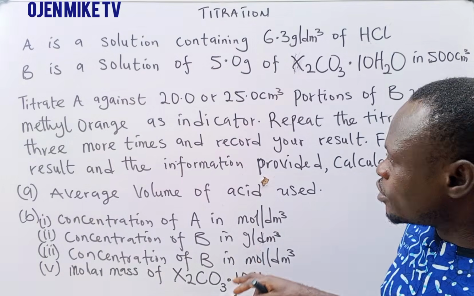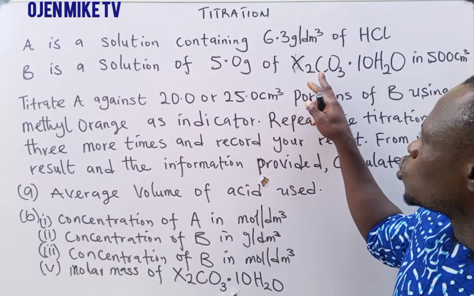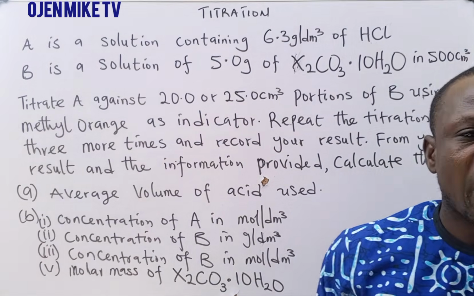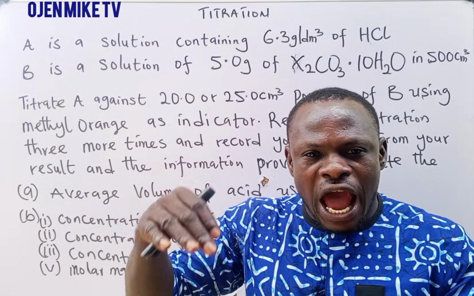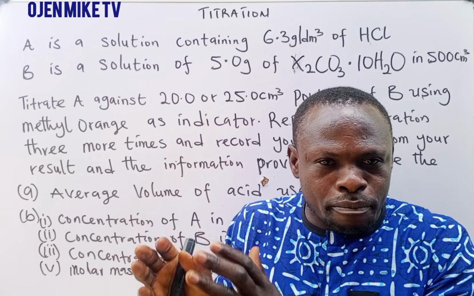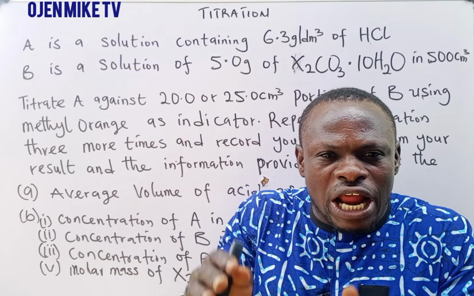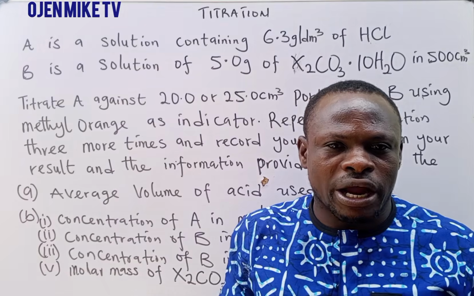Obtain your titre values and also the concentrations in moles per dm cube. Then at the end we calculate the molar mass of B, which is the decahydrate or hydrated salt. So just watch carefully as I measure the acid and base, do the titration, give you the titration table, and calculate our parameters.